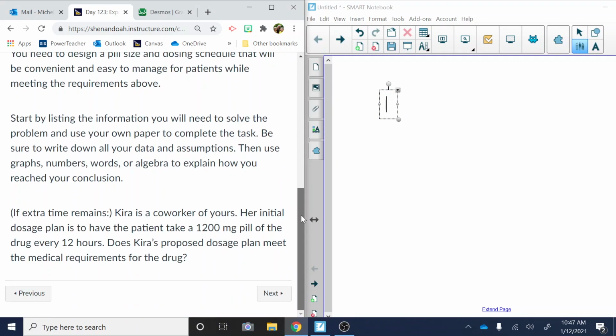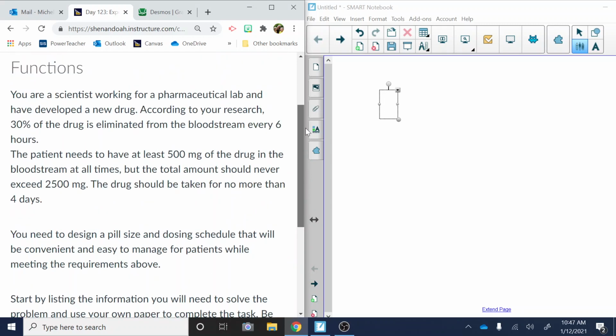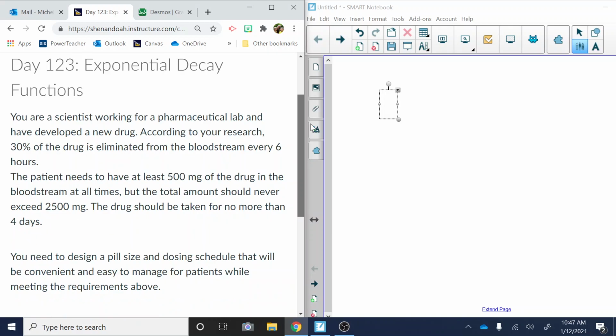So I've given you some guidance here. Start by listing the information you will need to solve the problem and use your own paper to complete the task. Be sure to write down all your data and assumptions. Then use graphs, numbers, words, or algebra to explain how you reached your conclusion. So we won't worry about the extra time remains right now. So the situation is we need to figure out how to manufacture this drug. So what pill size, that's right here. And then we also need to decide what the dosing schedule will be.